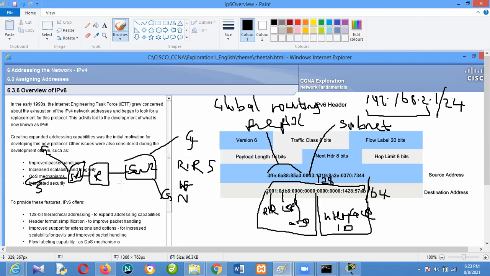Now, what I need from the ISP is just the global routing prefix. That is what I need from the ISP, because the global routing prefix is just the first 3 groups. That's what I need as an IT person from the ISP. From here down to here, I'm in charge as an IT person. I'm in charge from subnet till interface ID.